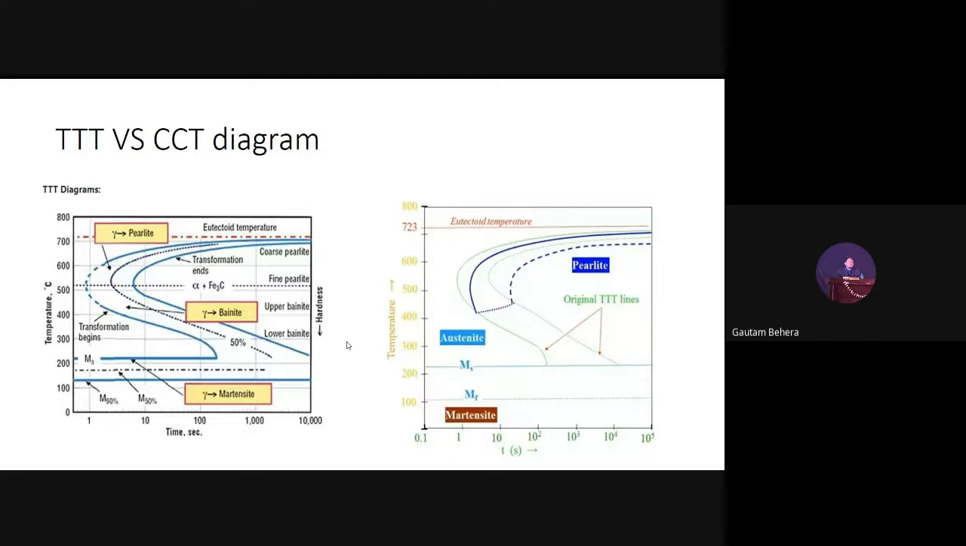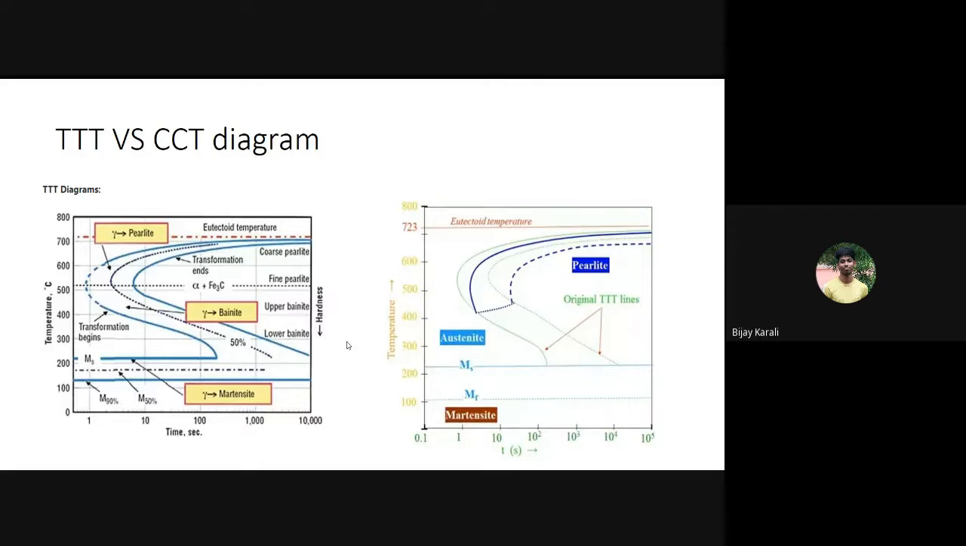Okay, Mansi, can you tell me the sequence? Just imagine now I am handing you a steel and I want to finally see bainite in that steel. So what will you do? First, we have to heat the steel above eutectoid temperature. Very good. First you have to heat the steel to what temperature? To above eutectoid temperature.